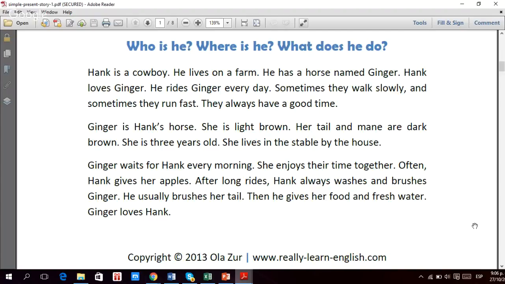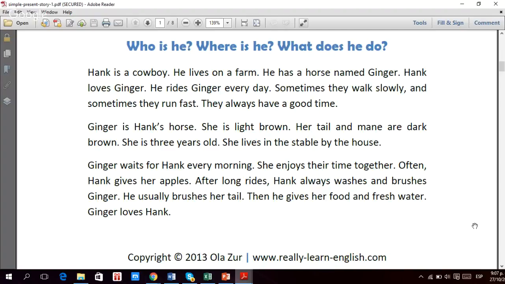Ginger is my horse. She is light brown. Her tail and mane are dark brown. She is 3 years old. She lives in the stable by the house.